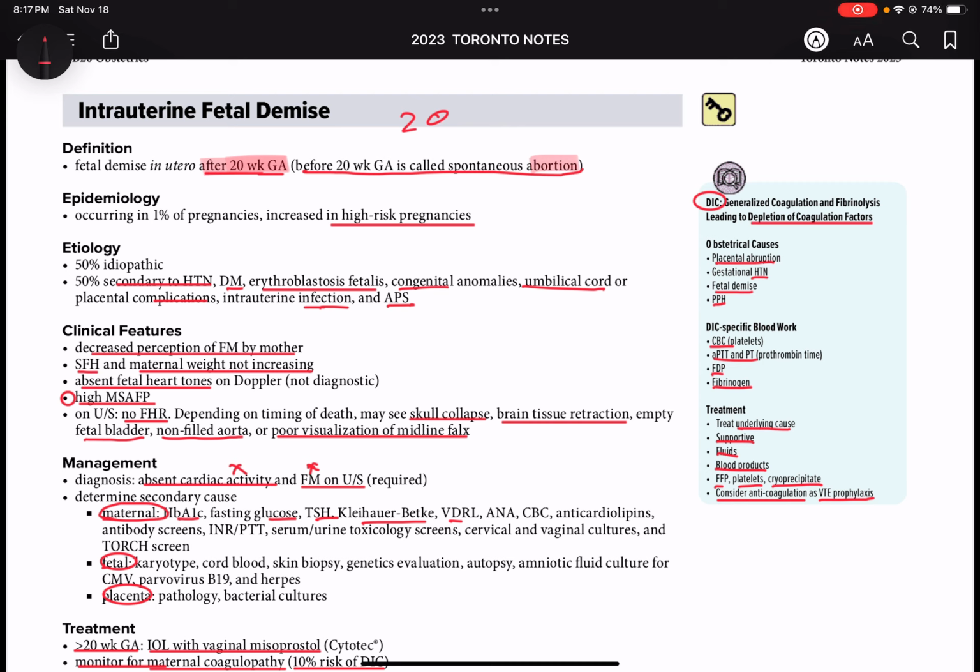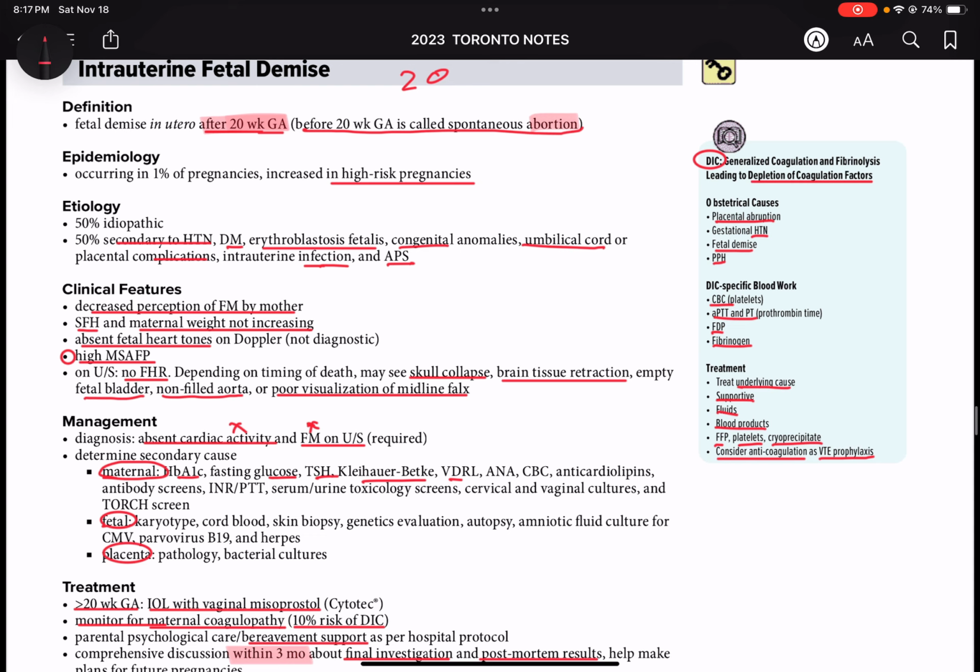It could be just because of maternal causes, which would include erythroblastosis fetalis, and then it could be just the fetal side: umbilical cord complications, or any congenital anomalies. How would you know there's intrauterine fetal demise? Decreased perception of fetal movements by the mother. They would inform you that they don't feel any movements anymore.